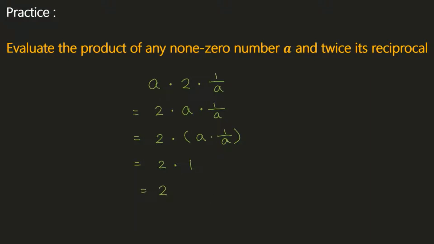Okay, so let's recap. We first used the commutative property here. And then we used the associative property here. And then in this step here, we use the concept of reciprocal to help us calculate.